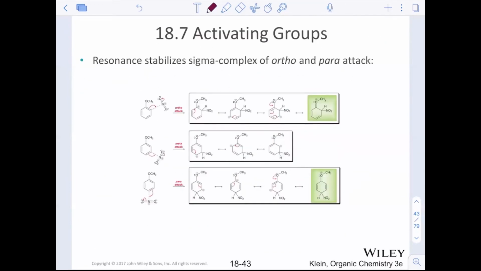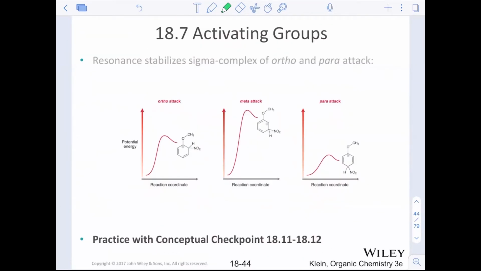And we see the same thing in the sigma complexes, right? Except for now what's even better is that we have one more extra resonance structure. More resonance, more stable, right? So when we're looking at those electron donating groups, the activating groups, we are stabilizing the ortho and the para sigma complexes, but not the meta. So meta we don't see. And there's the last reaction coordinate diagram to prove it.